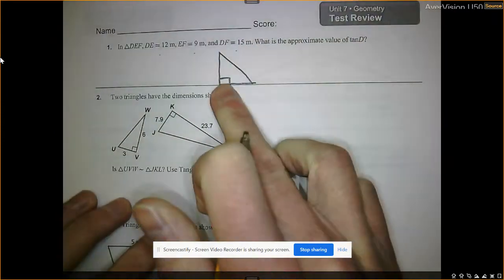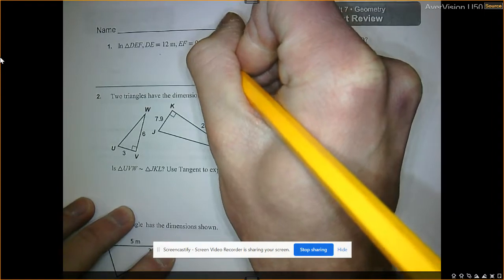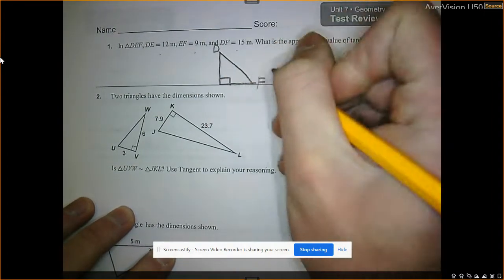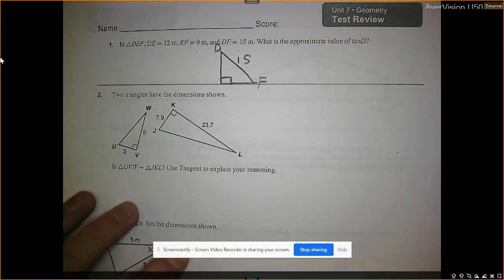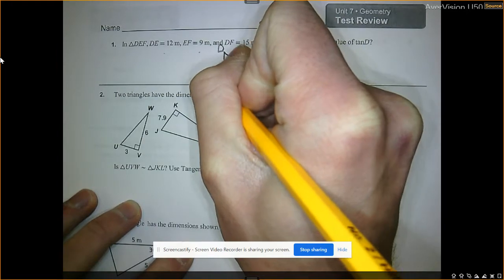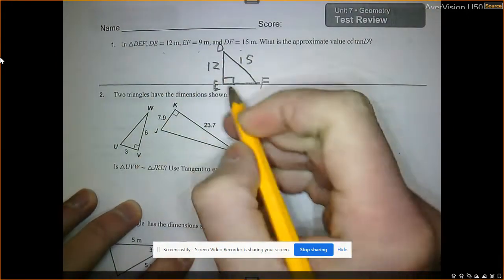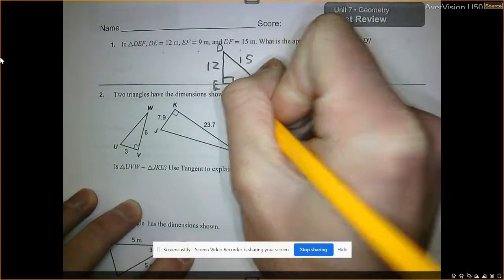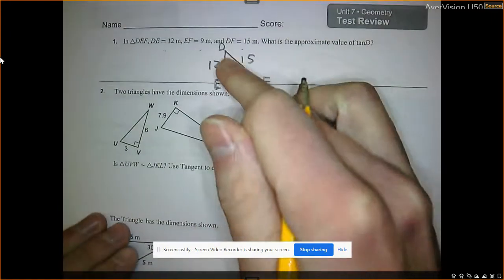Since we're talking tangent, I know it's a right triangle, and then you know that this DF has to be my hypotenuse because that's my longest side. Okay. From there, we can call this E, and it says DE is 12 and EF is 9. Okay. And then it's just asking what is the approximate value of the tangent of D?